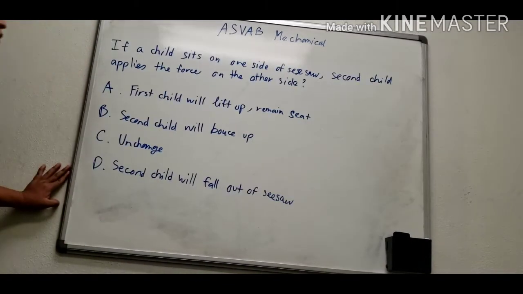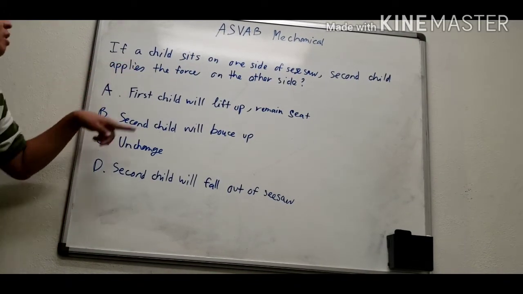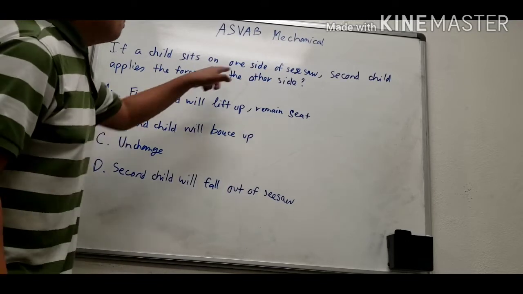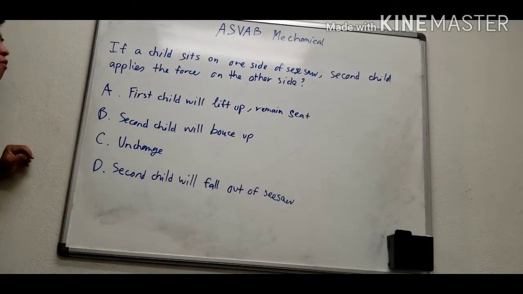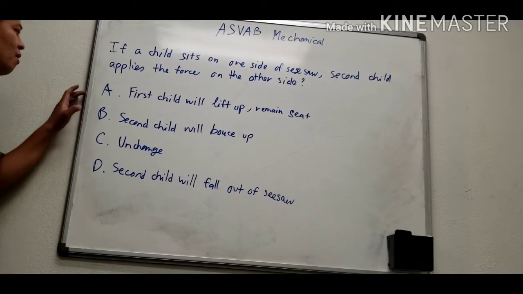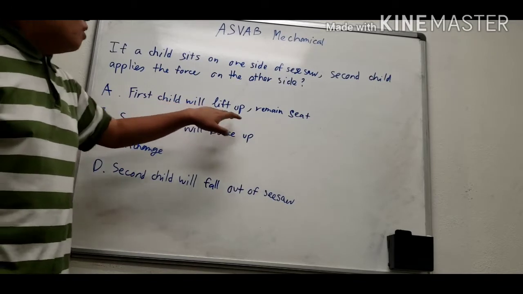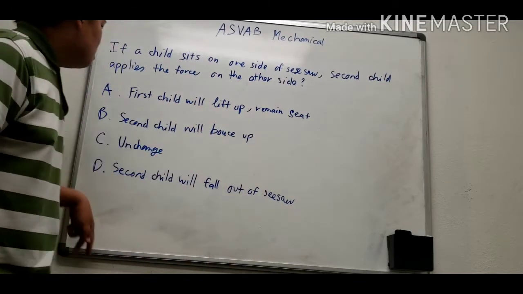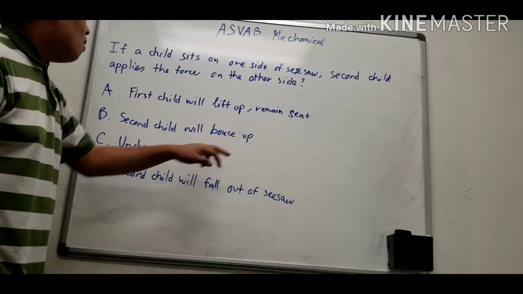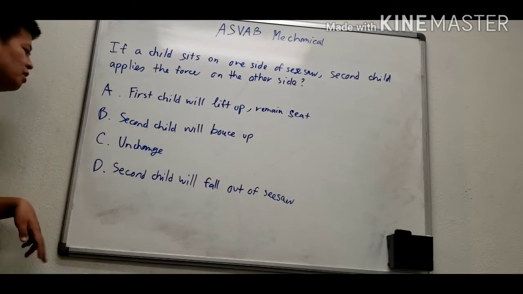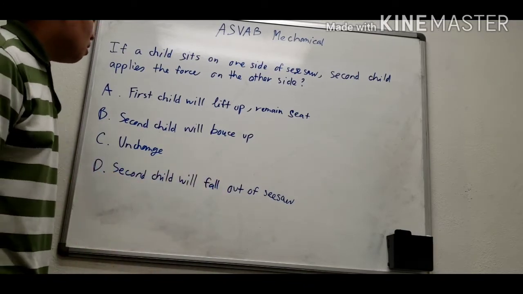This is about level number 1. They ask about the seesaw. If a child sits on one side of the seesaw, the second child applies force on the other side. We have A, B, C, D. A, the first child will lift up with my seat. B, the second child will bounce up. D is unchanged, the second child will fall out of the seesaw.